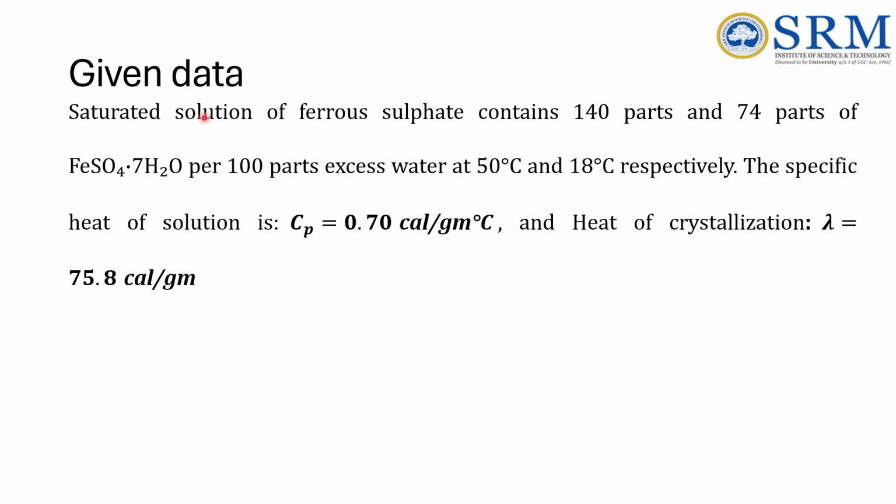Some more data is also shared in the problem. A saturated solution of ferrous sulfate has 140 parts and 74 parts of iron sulfate per 100 parts of water at 50 and 18 degrees respectively. So this gives the solubility data. At 50 degrees, the solubility is 140 parts of iron sulfate per 100 parts of water. Similarly, 74 parts of iron sulfate per 100 parts of water. Cp is given and lambda values are given for heat transfer.